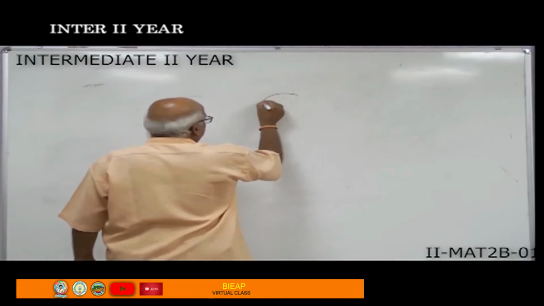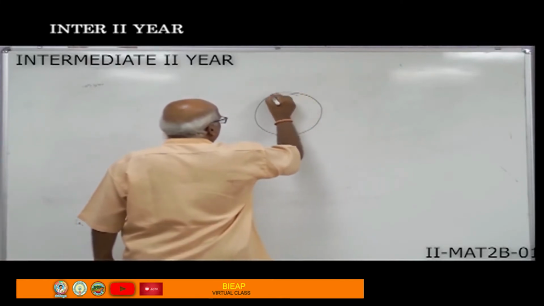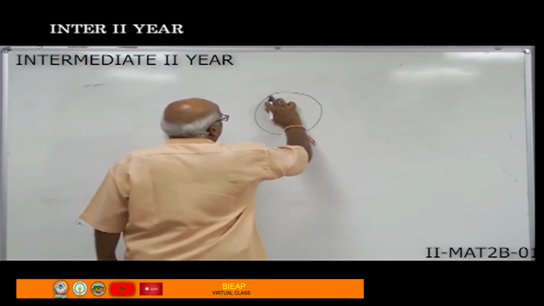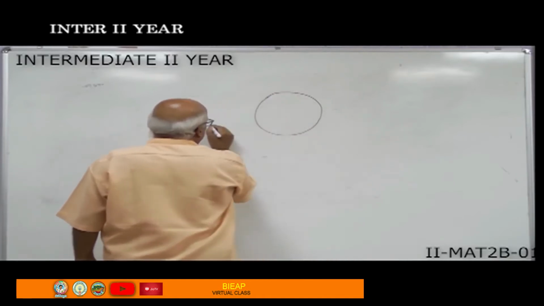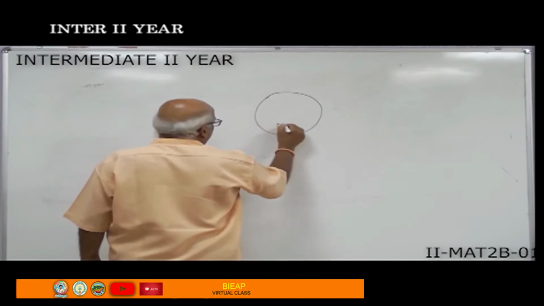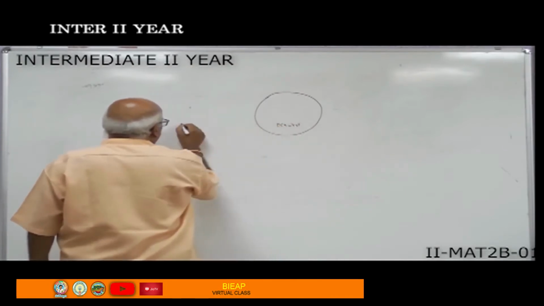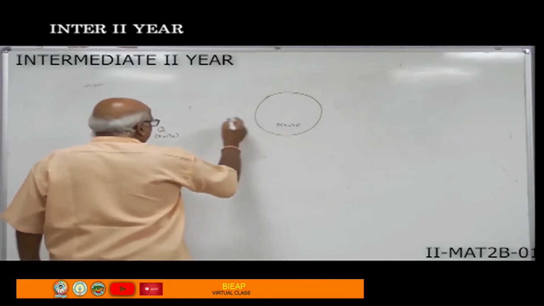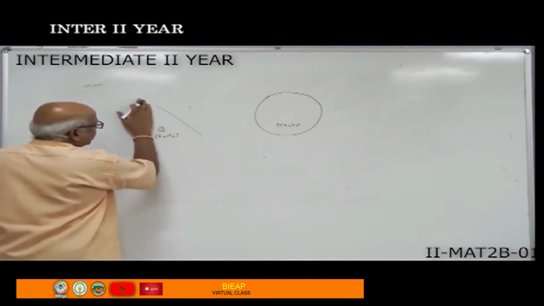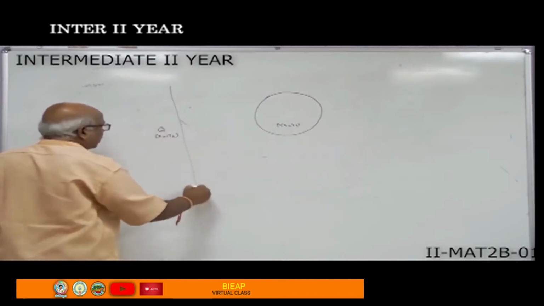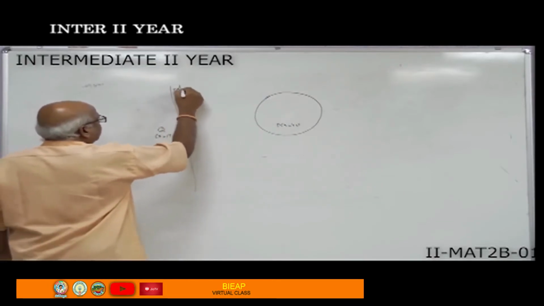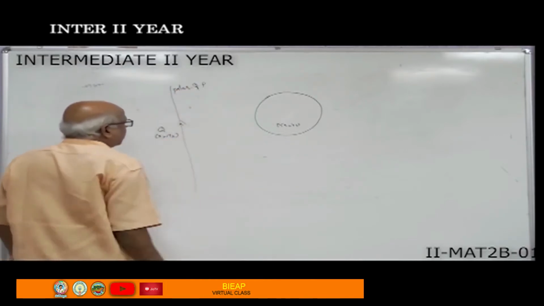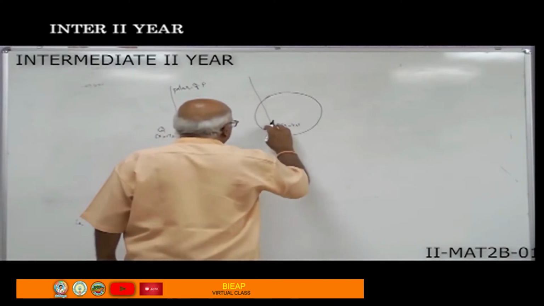Suppose a circle is here. We are having 2 points. One point is P, x1, y1, which is inside the circle. The other point is Q, x2, y2, which is outside the circle. For the point P, the polar is this one. I will say polar of P. For the point Q, the polar is here.